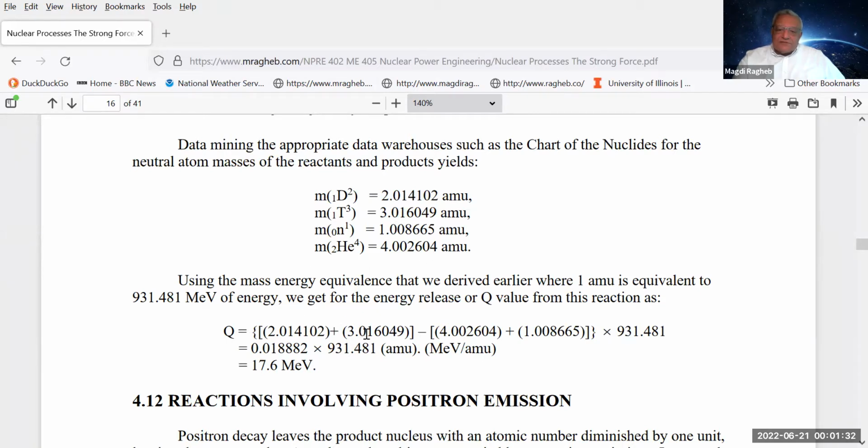So the mass of the deuteron plus the mass of the triton, neutral atoms, minus the mass of the neutron plus the mass of the alpha particle gives us a difference of 0.0188 atomic mass unit. Each atomic mass unit is 931 million electron volt. So you'll find that the Q value of the reaction is 17.6 million electron volt of energy out of the reaction. So that is a fusion reaction that has been used, in fact, in thermonuclear weapons or hydrogen weapons. But in our future, we hope to be able to use it for the production of civilian and peaceful power that we call, of course, fusion energy.